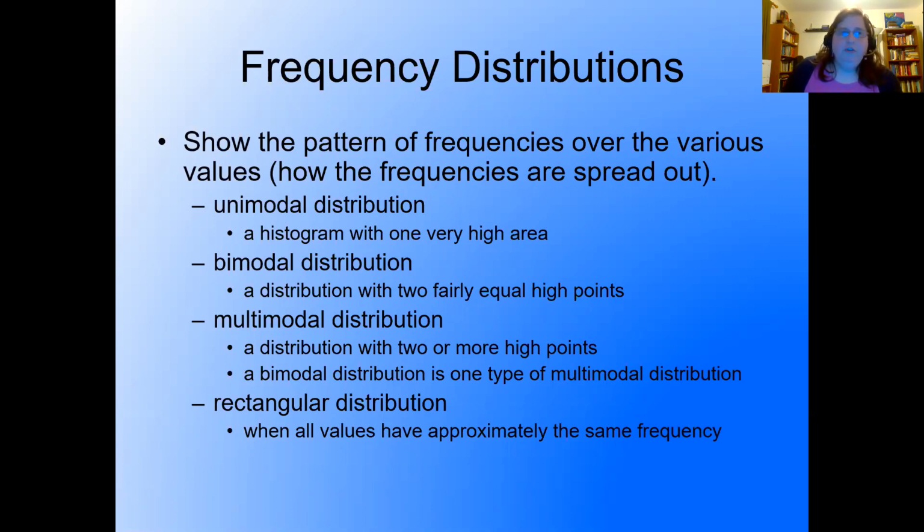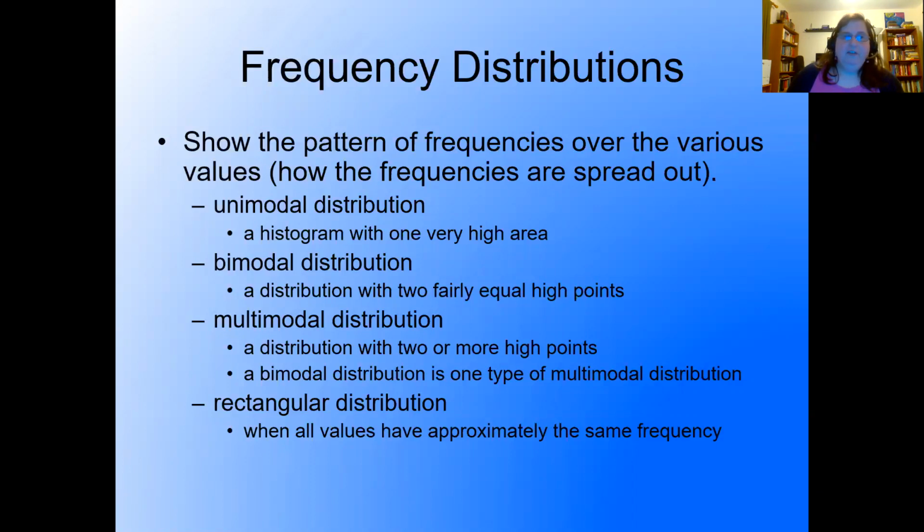Multimodal is a distribution with 2 or more high points. Now that's interesting because we just said bimodal is 2, right? Multimodal is 2 or more, which means that bimodal is a type of multimodal. So if something I say is bimodal, it has 2 high points, that immediately means it's multimodal as well. But a multimodal could have 3 high points, 4 high points, etc.